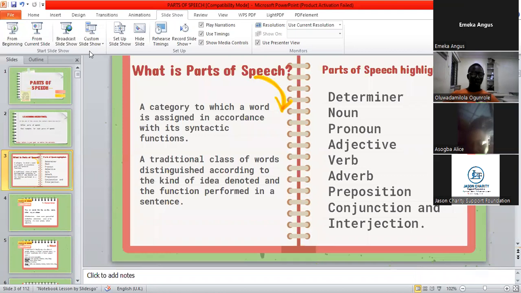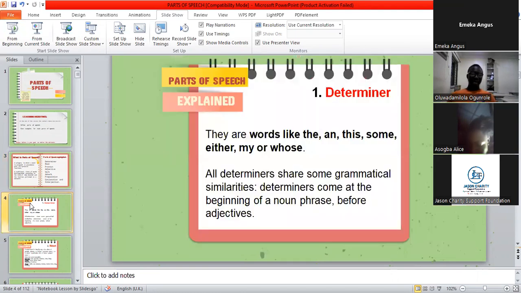So moving on from there, now let's move on. Now, we said earlier, having highlighted the parts of speech, let us begin with the explanation of each of them as we have listed or highlighted earlier.